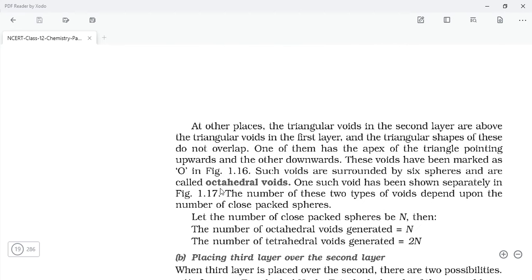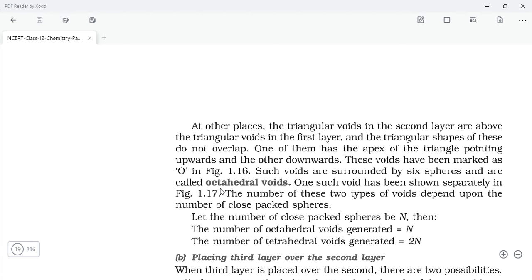In other places, the triangular voids in the second layer are above the triangular voids in the first layer, and the triangular shapes of these do not overlap. One of them has the apex of the triangle pointing upward and the other downward. These voids have been marked as O in figure 1.16. Such voids are surrounded by 6 spheres and are called octahedral voids. One such void has been shown separately in figure 1.17.